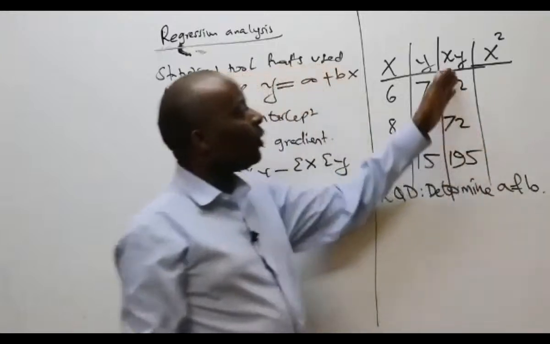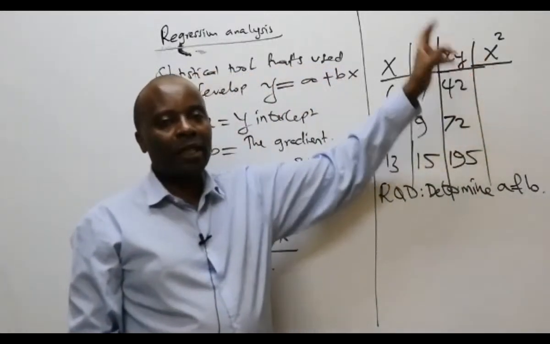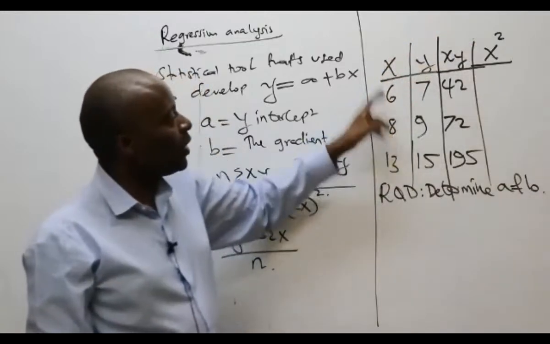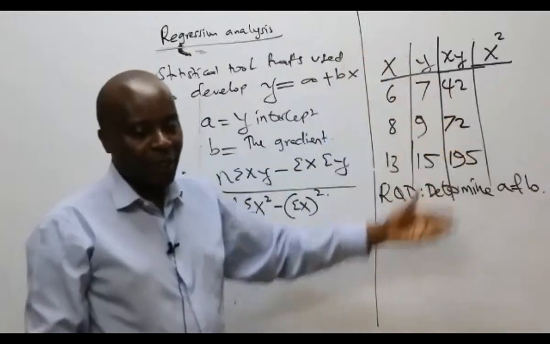195. Once I do this column, I know that the next column is all about squaring x. So x squared, what do we have? 6 squared, 8 squared, 13 squared. So could you kindly give me these figures now?